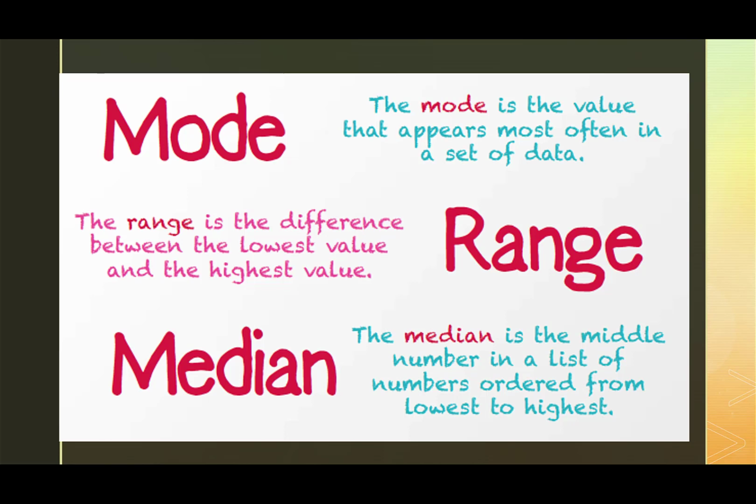The mode is the value that appears most often. The range is the difference between the lowest and the highest value. And the median is the center value once the data is in order from least to greatest.